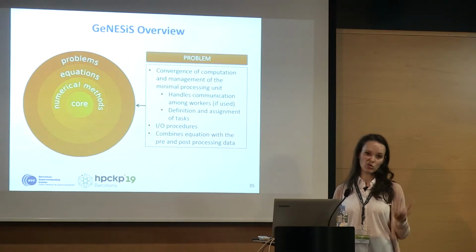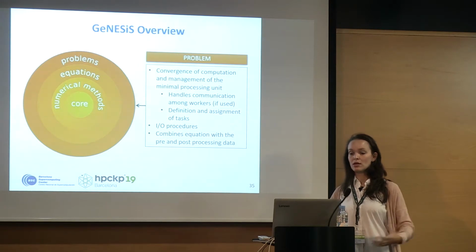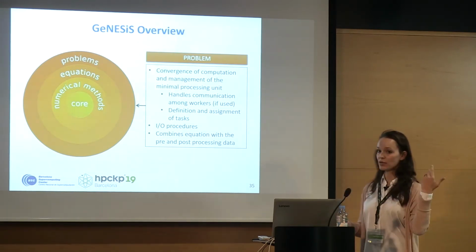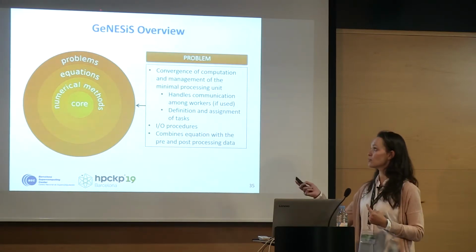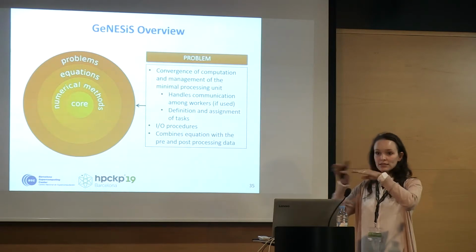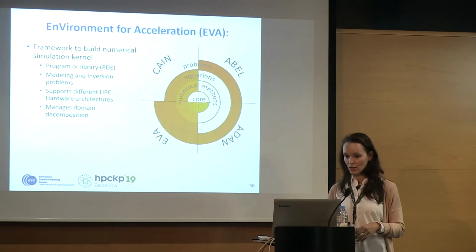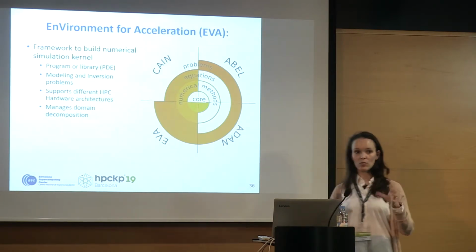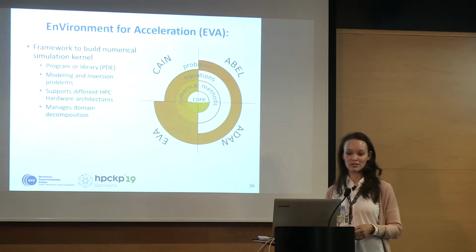And finally, what we call the problem, that's a whole picture overview that takes into consideration the execution. In the case of wave propagation, core will be targeting one shot, while problem will be concatenating more than one shot running in parallel. So this onion has been distributed among 4 frameworks. Those are EVA, Adan, Cain, and Abel.